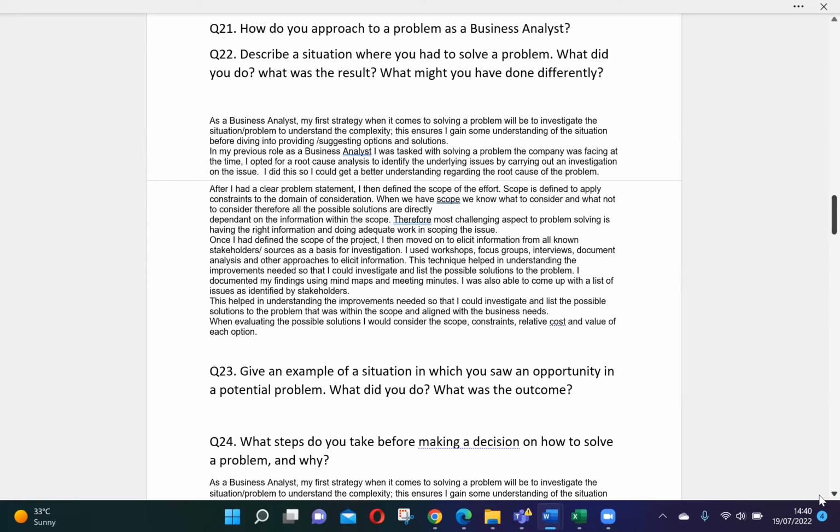Out of the problems that you stated, in which problem are you comfortable to answer? What did you do? What was the result? What might you have done differently? I think I would like to go for the one where stakeholders come up with changes, like they want additional features. Okay, so you can state that. In my previous project, this was the problem that I faced, where customers were coming frequently with a lot of changes. So this was the situation. Now, what did you do there?